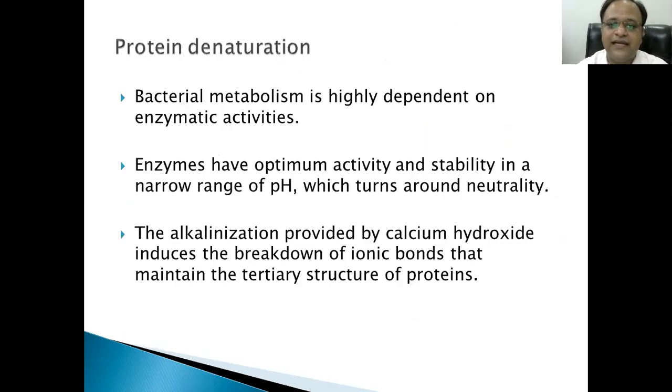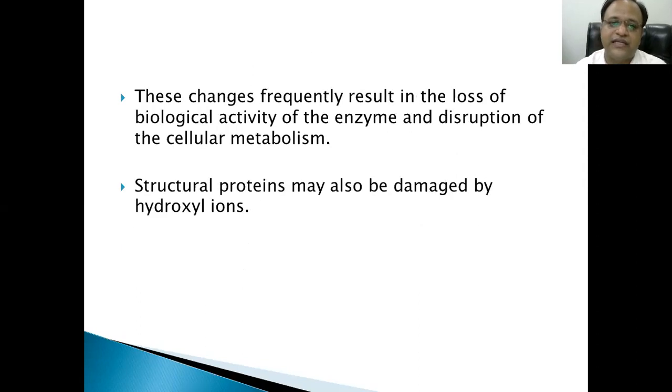Protein denaturation. Bacterial metabolism is highly dependent on enzymatic activities. As we all know, enzymes have an optimum activity and stability in a narrow range of pH. That means when an enzyme is present within a cell, it has to be within a particular pH. But what happens is, the alkaline pH disturbs the optimum environment for an enzyme, and that's why alkalinization of the ionic bonds happens, and there is breakage of the proteins. These changes frequently result in the loss of biological activity of the enzymes and disruption of the cellular metabolism. Structural proteins may also be damaged by hydroxyl ions.